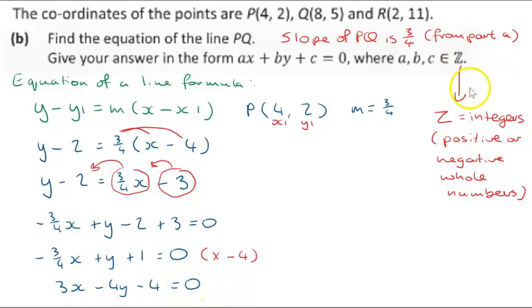Note that this capital Z here stands for integers, which are positive or negative whole numbers. So this is a 5-mark question. So this is your answer.